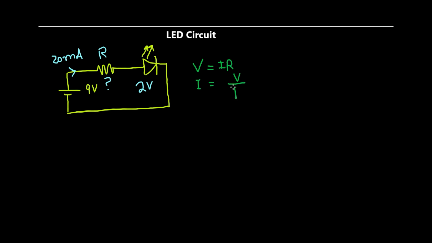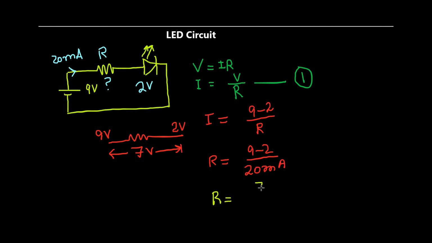V over R. In this circuit, there is 9 volt at one terminal of the resistor while 2 volt on the other end of the resistor, which creates a potential difference of 7 volts. These voltages will be dropped across the resistor, hence protecting the LED from damage. So, after calculations, the value of R will be 350 ohms, which we can use with a 9-volt battery to protect the red LED, and it will also ensure proper light intensity of the LED.